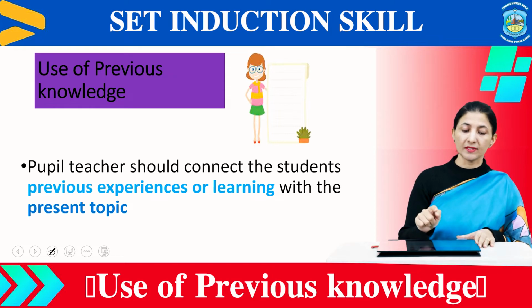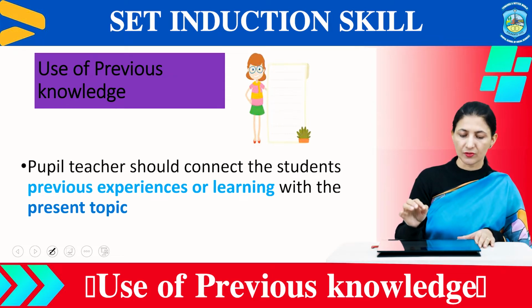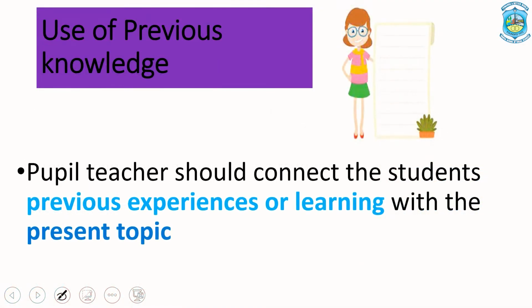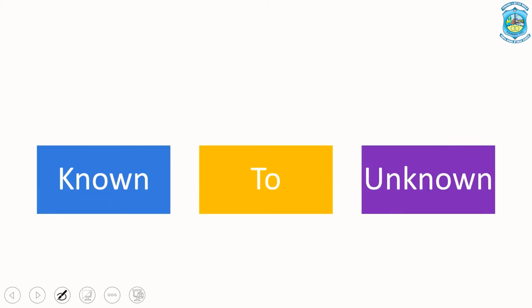The first component which I told you is use of previous knowledge. So here the pupil teacher should connect the students' previous experiences or learnings with the present topic. Always remember, as I told you, they already know something. They are aware of their surroundings and the previous concepts. So we should start from known facts and move to the unknown facts.